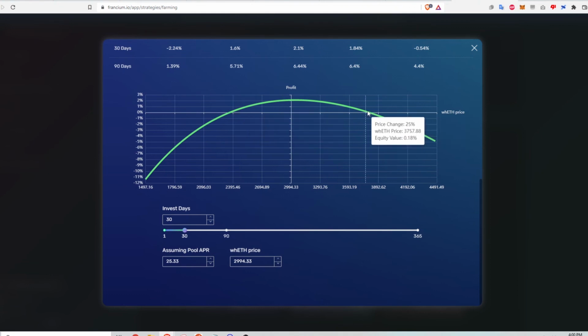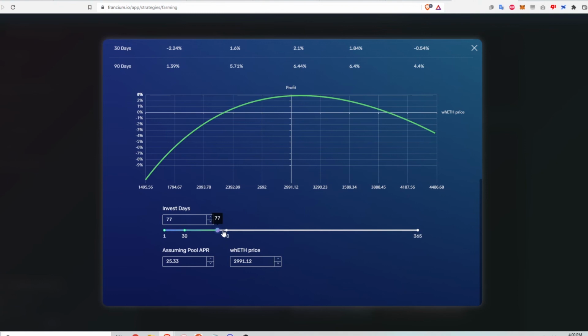If Ethereum has gained 26-ish%, then I'll have broken even. And then anything outside of that, I'll have lost some money. But if you go out all the way here, it's highly unlikely that Ethereum might drop 40% within 30 days, and even if it did, I would just lose about 6% of my initial investment.